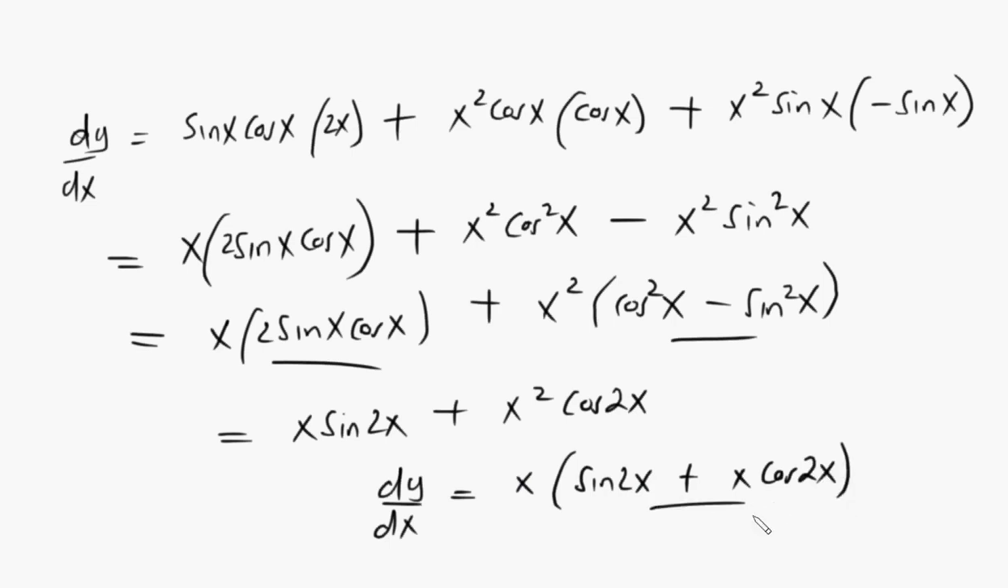So this now is the derivative of that function, y equals x squared sin x cos x, with respect to x by using the product rule. So this was the product rule, guys. See you again in the next tutorial.